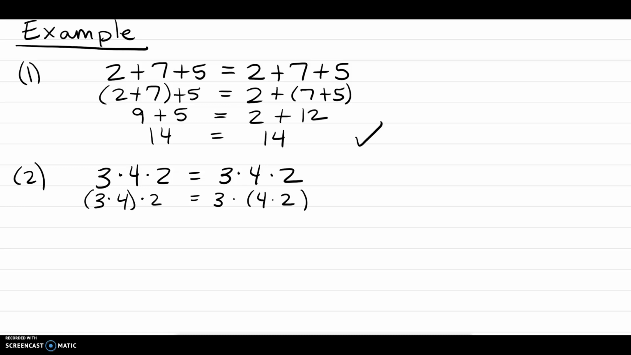Order of operations takes care of things inside of parentheses. So 3 times 4 is 12 times 2. 12 times 2 is 24. And let's see if that's true over here. We've got 3 times 8, because 4 times 2 is 8, and then 3 times 8 is 24. So associative property just depends on how you group the numbers.